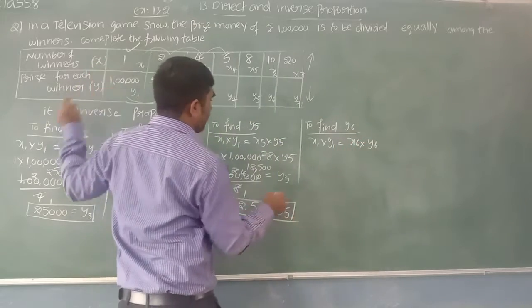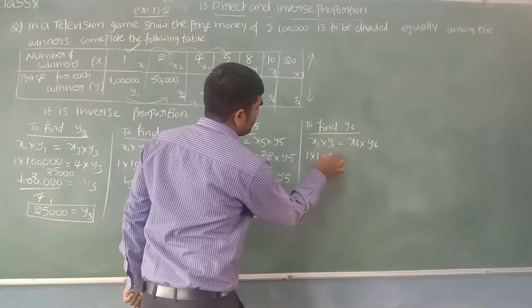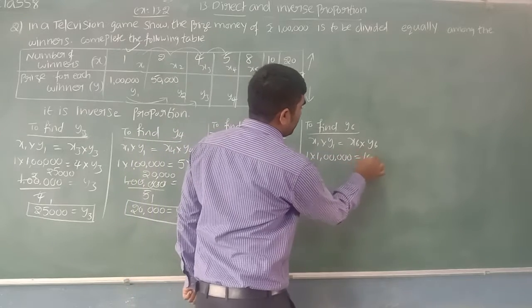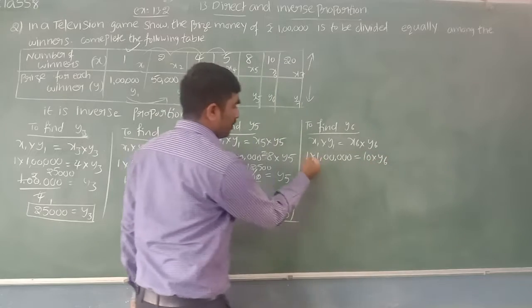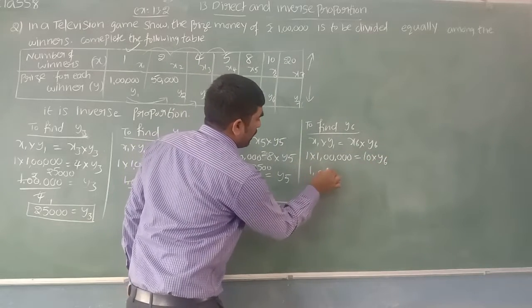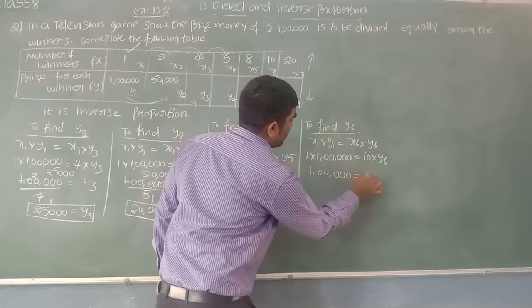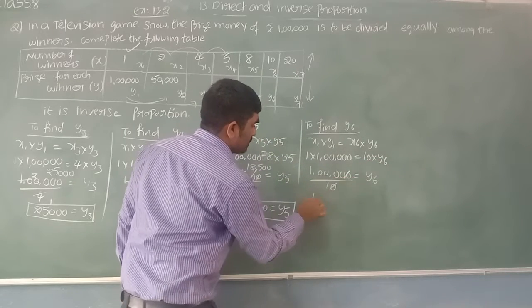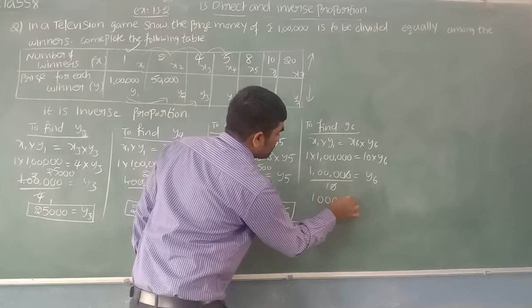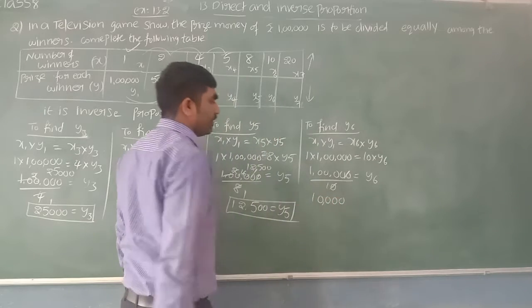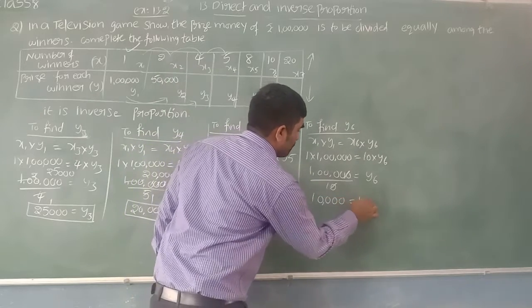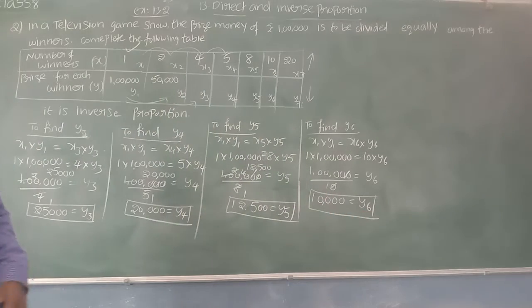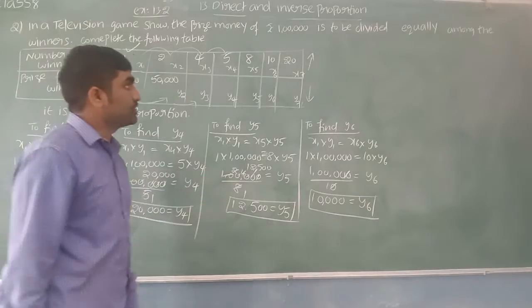What is x1 into y1? 1 into 1 lakh. 1 into 1 lakh is equal to x6, which is 10, into y6. So 1 lakh is equal to 10 y6. Transposing 10, the zeros cancel. So what is the prize money here? 10,000 rupees. If there are 10 winners, the prize money of each winner is 10,000 rupees.